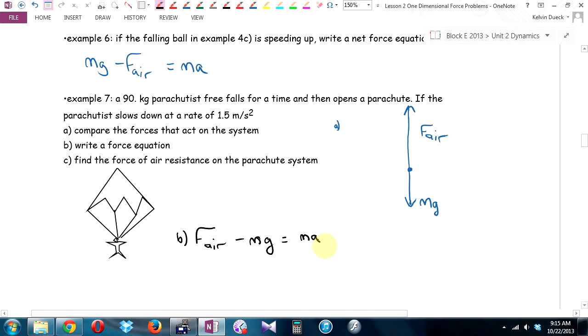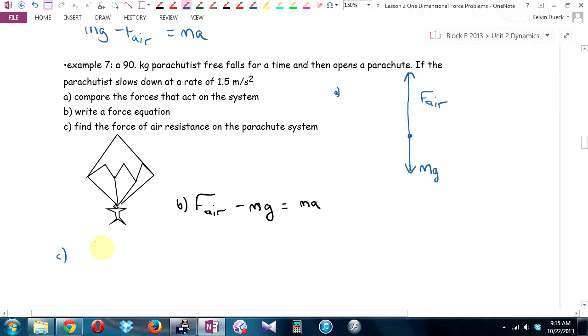What does part C want me to find? How would I get F air by itself? Oh, plus the mg over? So you're saying ma plus mg? Double check. Do I know m? 90. Do I know a? I see, a is meters per second squared.